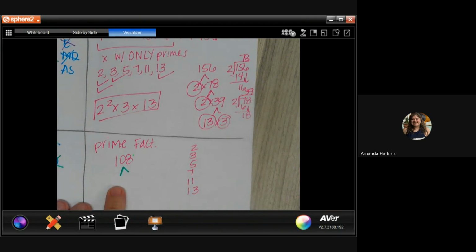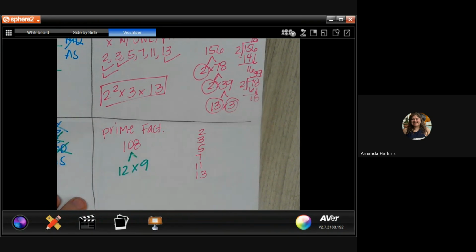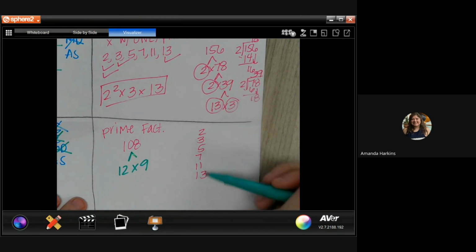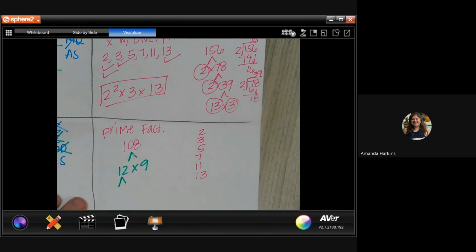So I can multiply 2 numbers to get 108. I can do 12 times 9. But 12 and 9 are not in my prime only, so I need to break those down.